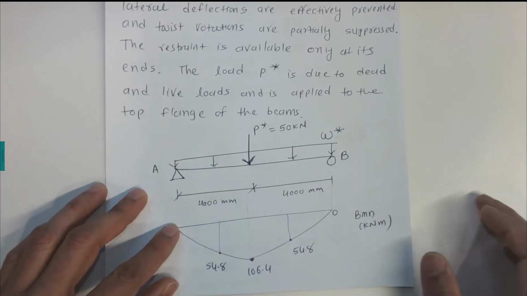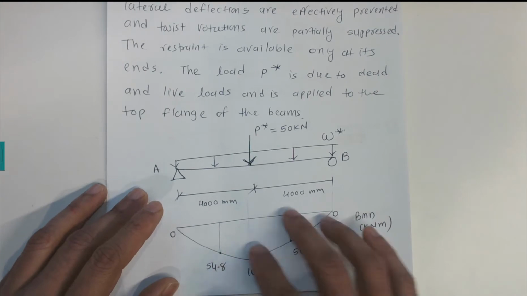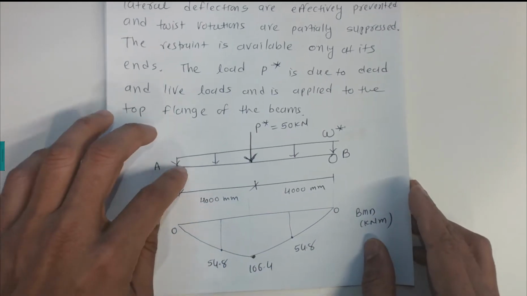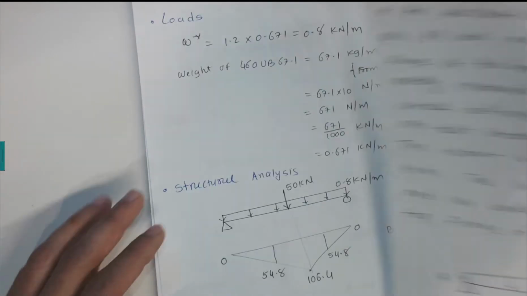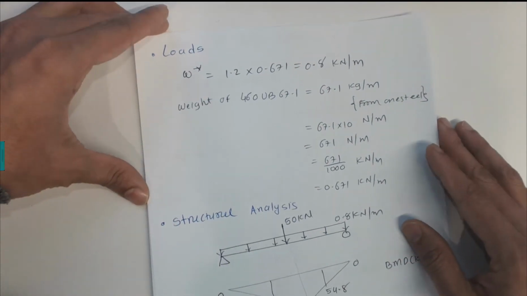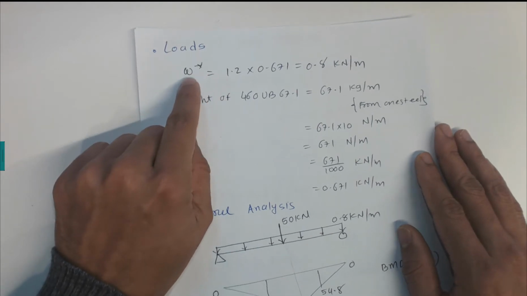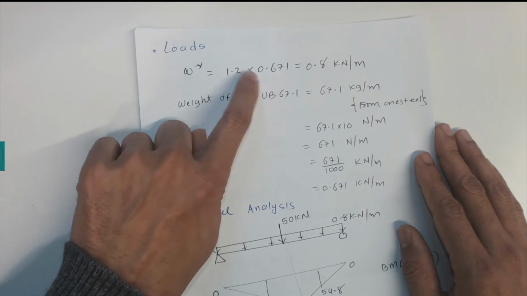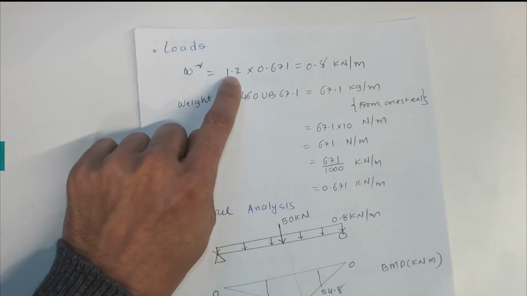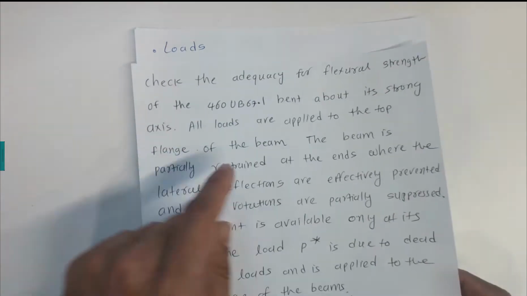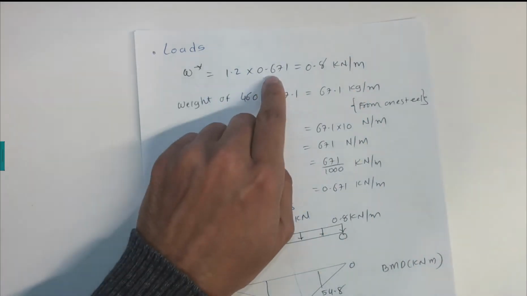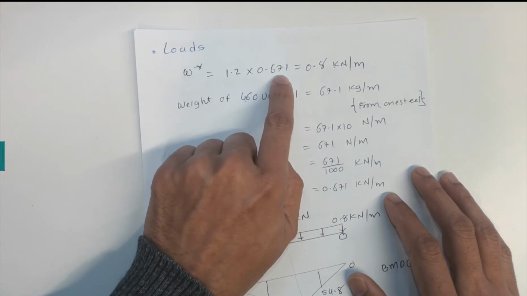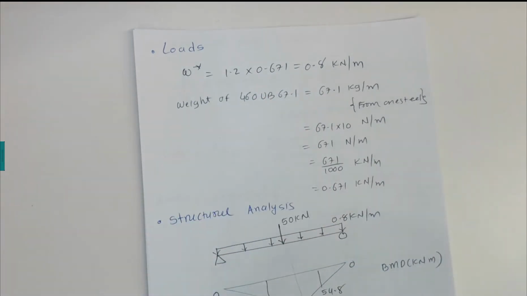We did the structural analysis previously, so it's not a requirement here to do the bending moment diagram for the given case. Now to start with, we are working on the loads. Load W star is equal to 1.2 times 0.671, and this W star is talking about just the dead load, 67.1. That 67.1 is the self weight of the beam, and it is equal to 0.8.